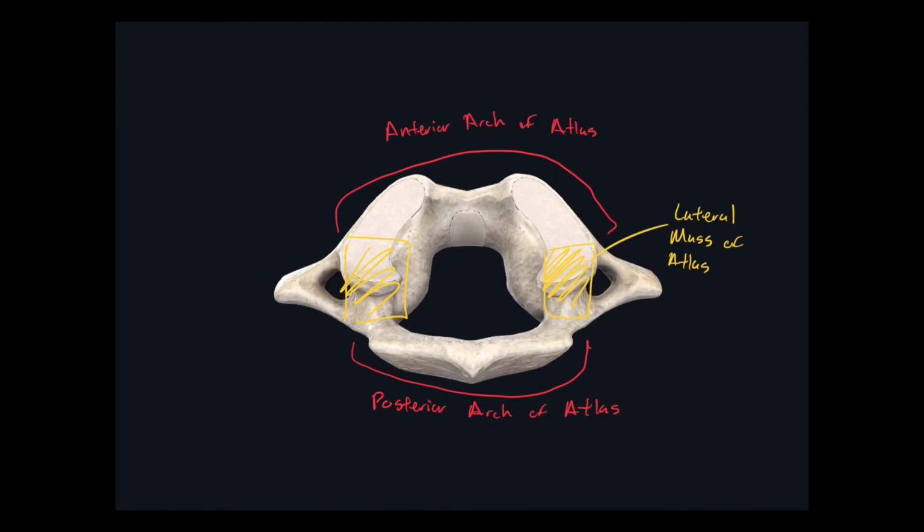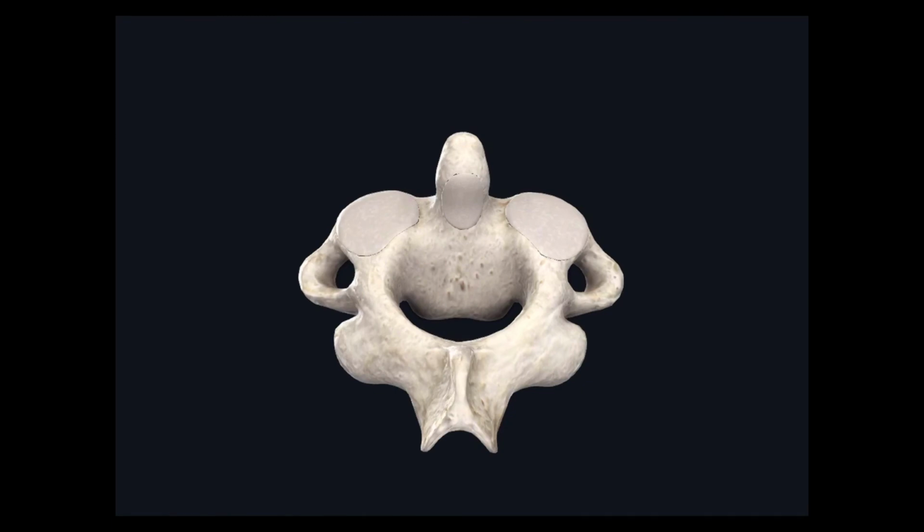Now moving on to the axis, we find the same characteristics that are found on all other cervical vertebrae, such as the transverse foramen of a cervical vertebra, but we also have this projection pointing up superiorly, and there's no other vertebra that has a projection pointing up superiorly like this one. This projection is called the dens of the axis. This dens of the axis helps the head move on an axis. It allows the head not to slip out of place.